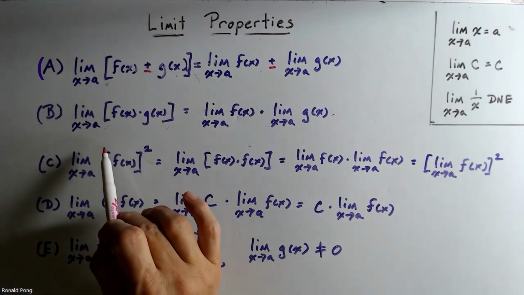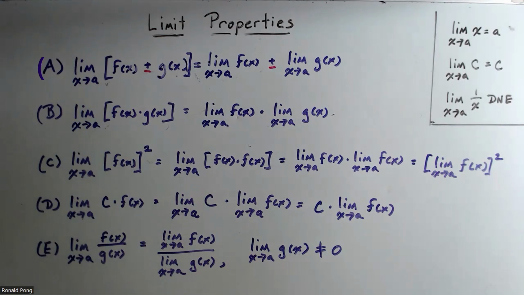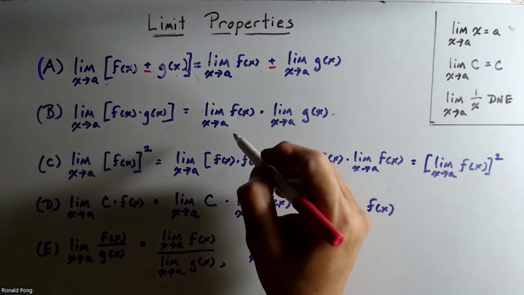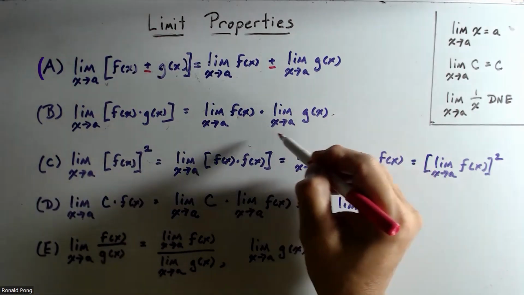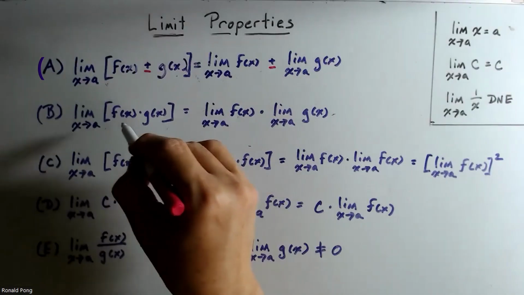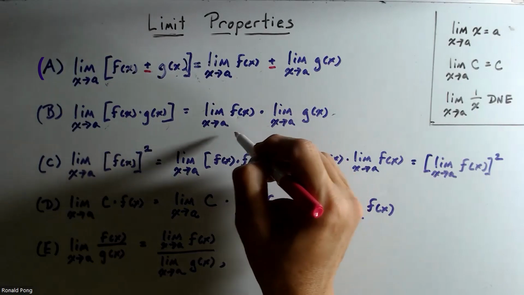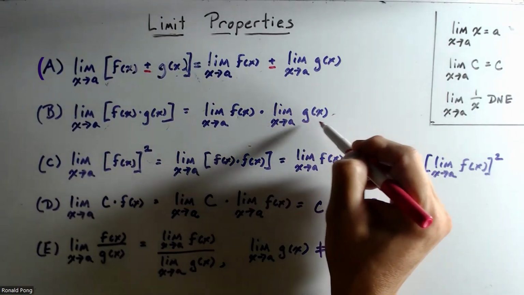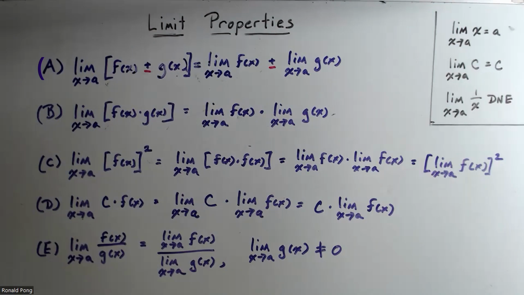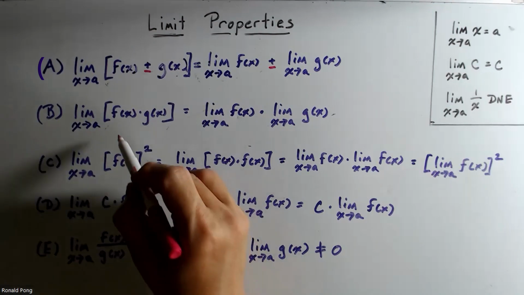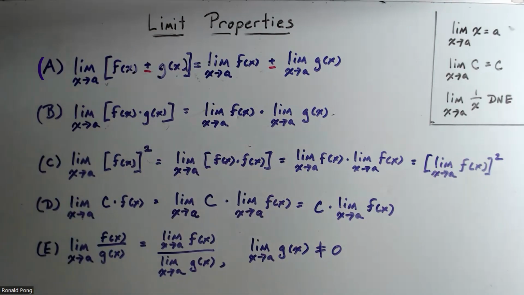The second limit property says that the limit of a product of two functions, f of x and g of x, equals the product of the individual limits. Taking the limit of f of x first alone, the limit of g of x, and multiplying that result gives me the limit of the product of two functions.